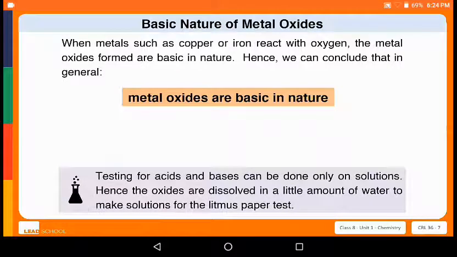Testing for acids and bases can only be done on solutions. Hence, oxides are dissolved in a little bit of water to make the solutions for litmus paper test.